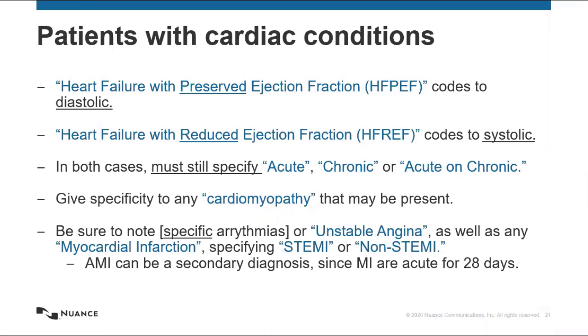Now, there is an unusual thing that many physicians may not be familiar with, but that is acute MI can be a secondary diagnosis for up to 28 days after the original event. So they may not be coming in for the MI. If they had an MI within 28 days, it's considered still acute and a secondary diagnosis. If they were having a second MI, there's a different term called subsequent MI. So a new MI within 28 days of a previous one is called a subsequent MI. So we do have different terminology to differentiate.